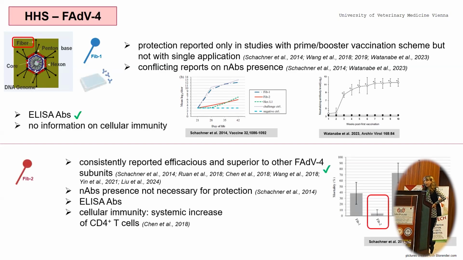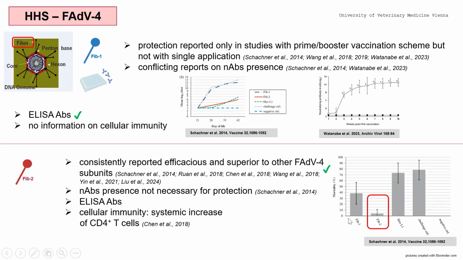So fiber 2, spoiler alert, is the actual rock star of the subunits against FAdV4. This is a very nice study from my group, but before I joined, from the group of Professor Hess. They used different FAdV4 subunits: fiber 1, fiber 2, the exon, and the challenge control. These graphs indicate the mortality after infection. You see that it was pretty high in the challenge control, similar in the exon, pretty high in fiber 1 as well, but very low in fiber 2. Actually, only one bird died, and it was the only bird in the group that did not develop antibodies.